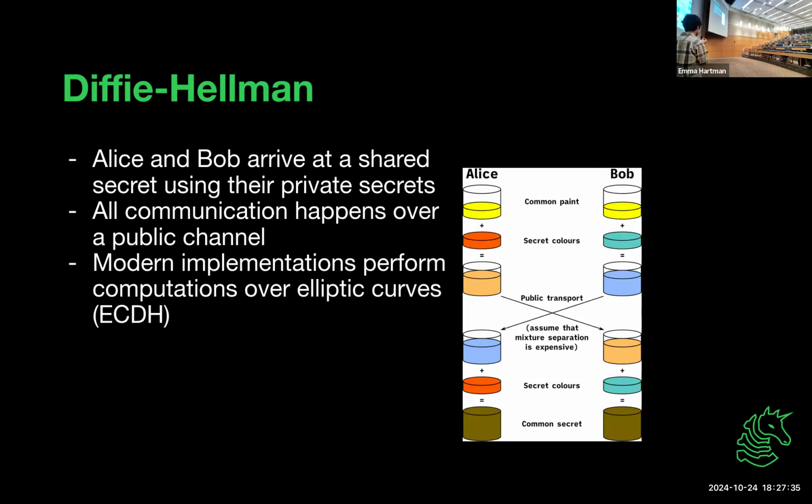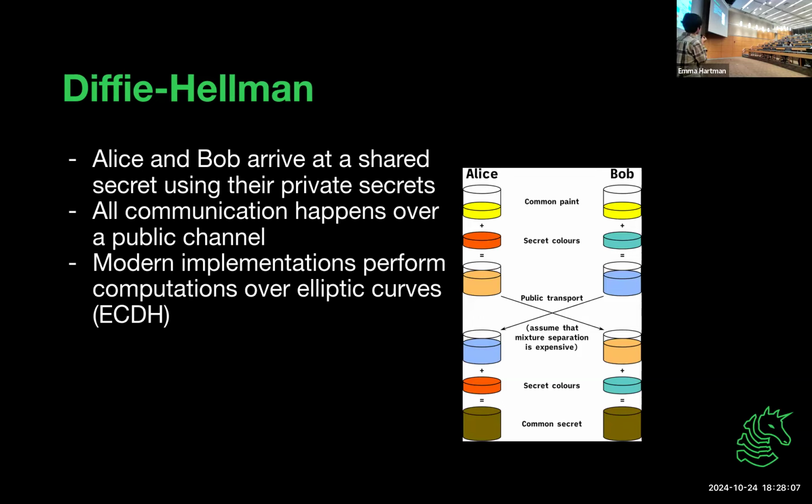In modern implementations of Diffie-Hellman, instead of doing modular exponentiation, you would do computations over different kinds of mathematical structures, called groups. The one that's used in most cases, I believe, is elliptic curves, and you can do stuff very similar to modular exponentiation, but instead of doing it with numbers, you're doing it with elliptic curves. But the idea is essentially the same.